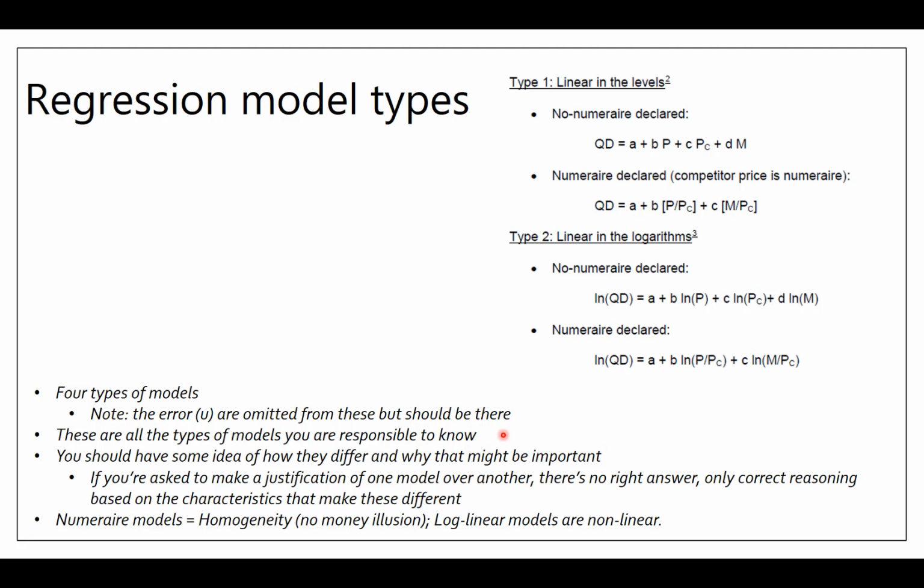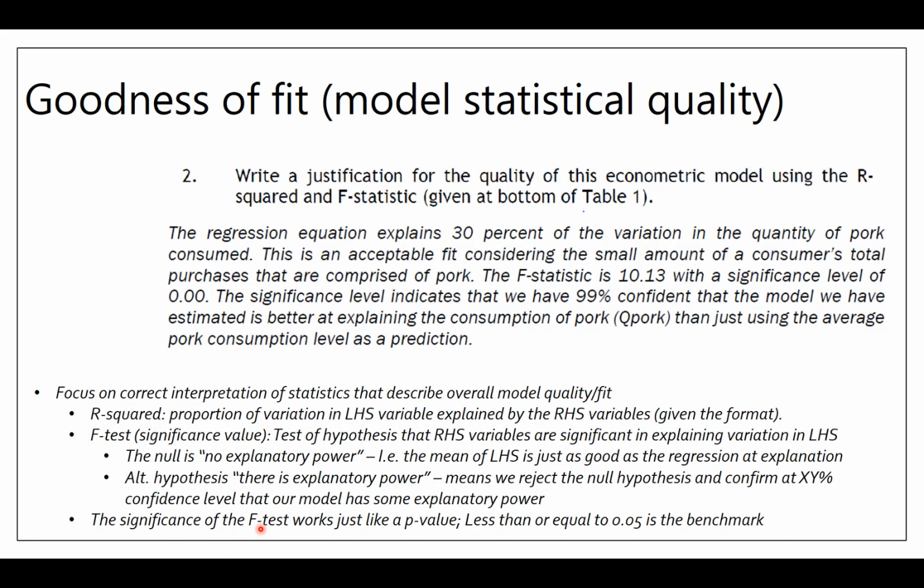These are all types of models, and remember the numeraire models. The difference in these two, type 1 versus type 2, is these are not linear. Okay, they're linear in the logarithms, but when you draw them out in levels, quantity versus price, they'll have some kind of curve to them. These will be straight line models. And then, of course, the numeraire models have homogeneity. They are guaranteed to have all the elasticities summed to 0, or if you prefer, they have no money illusion or no inflation.